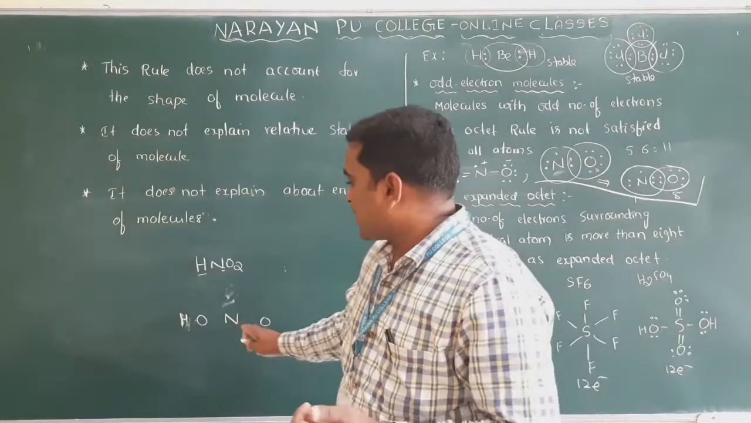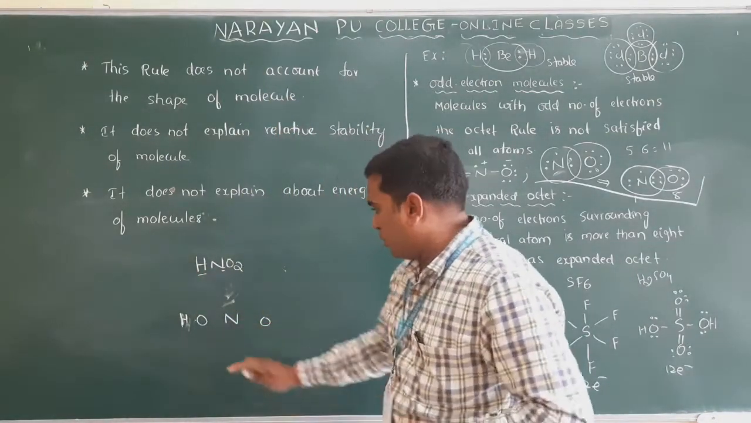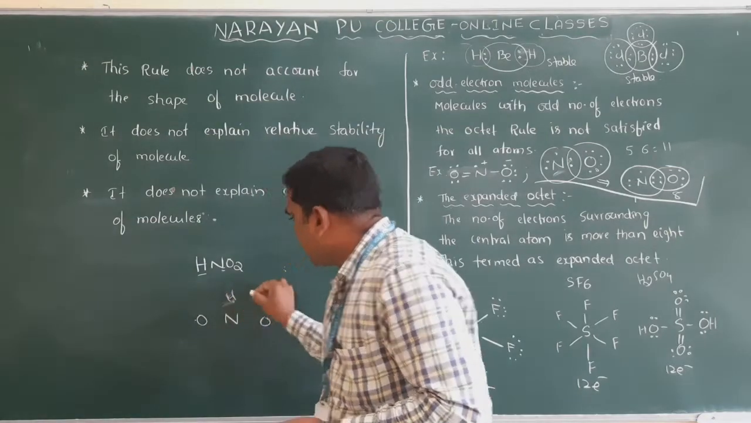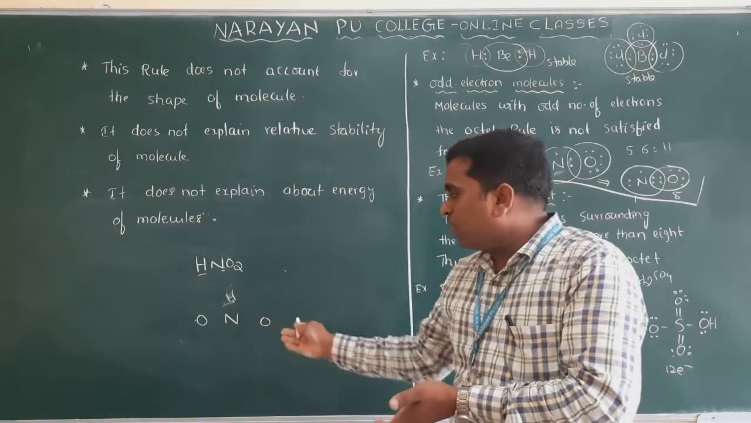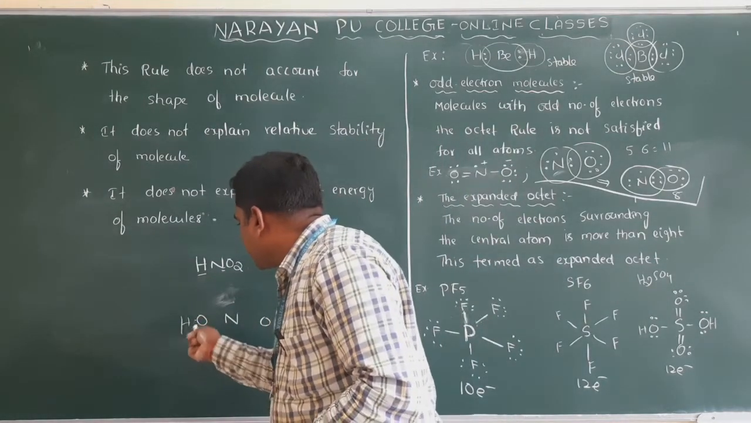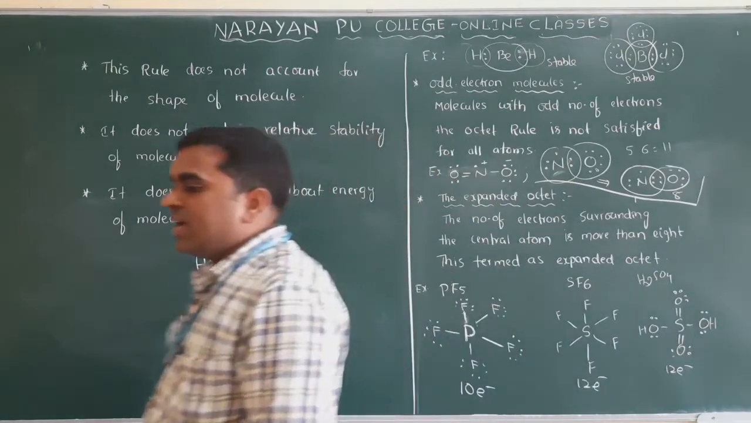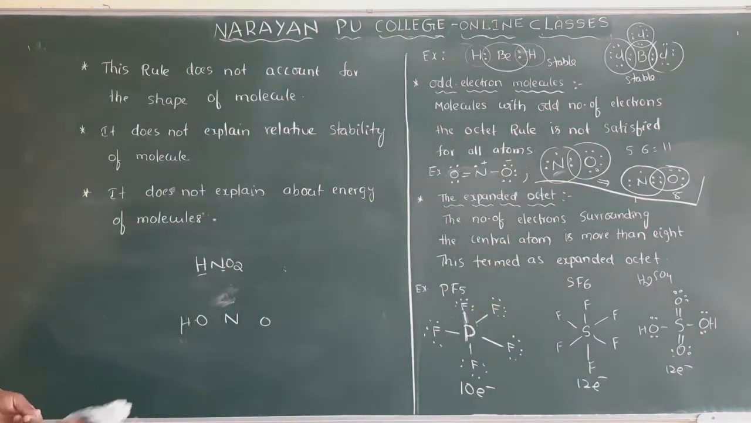The octet rule is unable to explain this, so it does not account for the shape of the molecule. If you put hydrogen here, you will get one shape. This molecule will have a different shape, and if you put the hydrogen here, this molecule will have another shape. So that's why it does not explain the shape of the molecules.